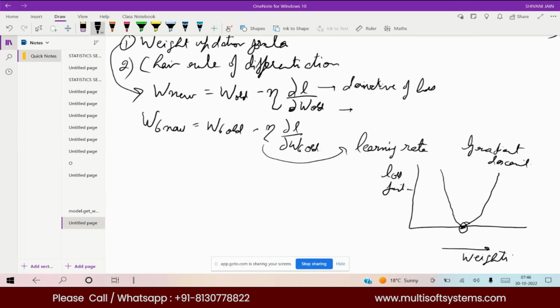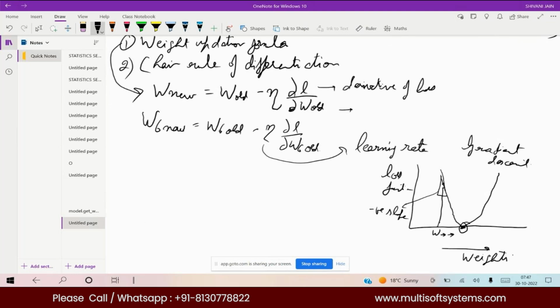Let's suppose your weight value is this one. Currently, your weight value is this. So you will check the slope of your weight. What is the slope of your weight? In this case, the slope is a negative slope, right? Here is your weight value. If your current weight value is here, then obviously you have to increase your weight to reach the global minima, right?